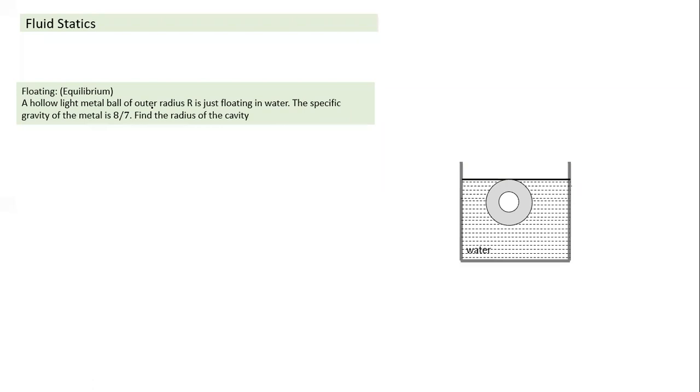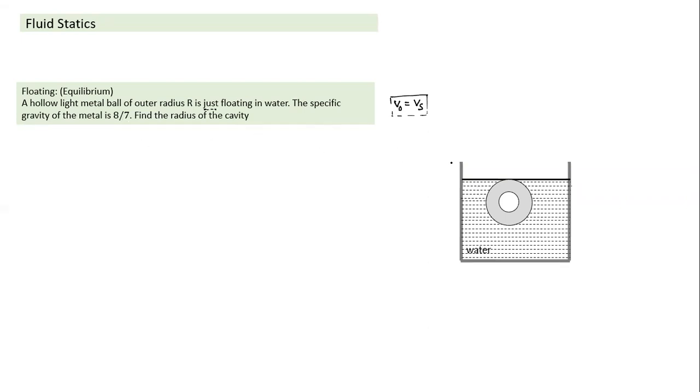So, hollow metal ball of outer radius r is just floating. Whenever we come across just floating, it means the complete volume is submerged. So volume of the object is equal to volume submerged. That's what it implies. Full volume is submerged. The specific gravity of the material is 8 by 7. If specific gravity is 8 by 7, it means its density is 8 by 7 into 1000.